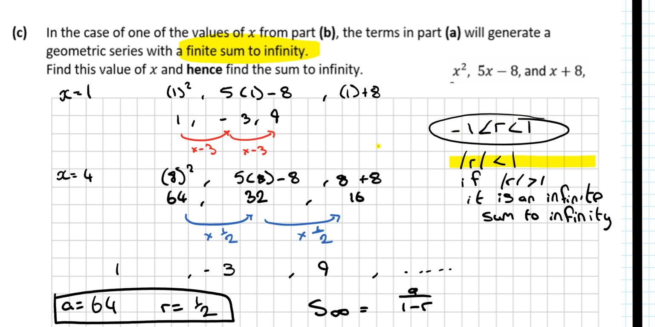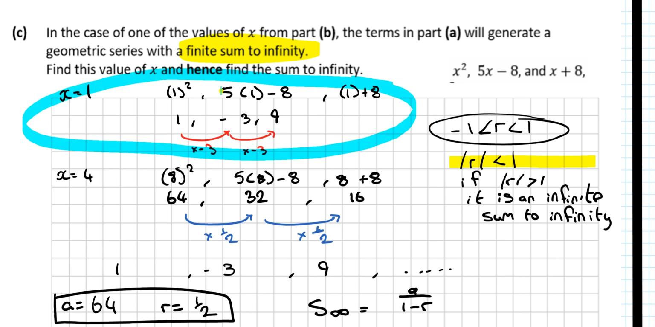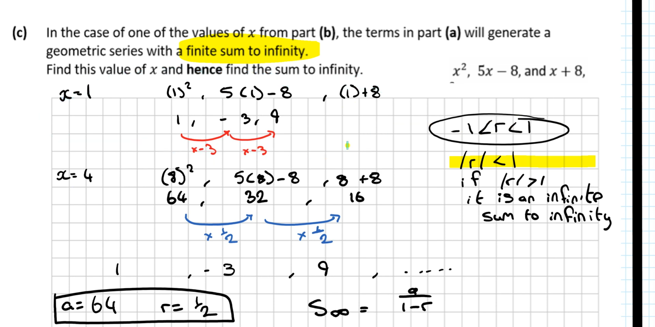So we now have two values of x. We know it's x is equal to 1 and x is equal to 4. So I've gone here and found this was our x squared, our 5x minus 8, and our x plus 8. And I've subbed in 1 for wherever there was the x's from the very start.